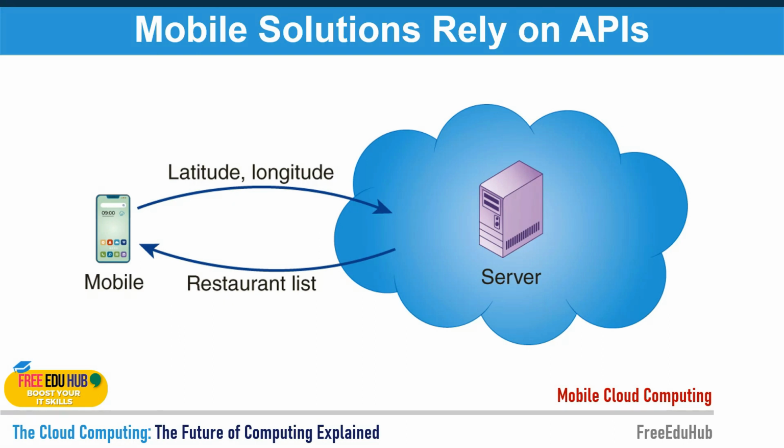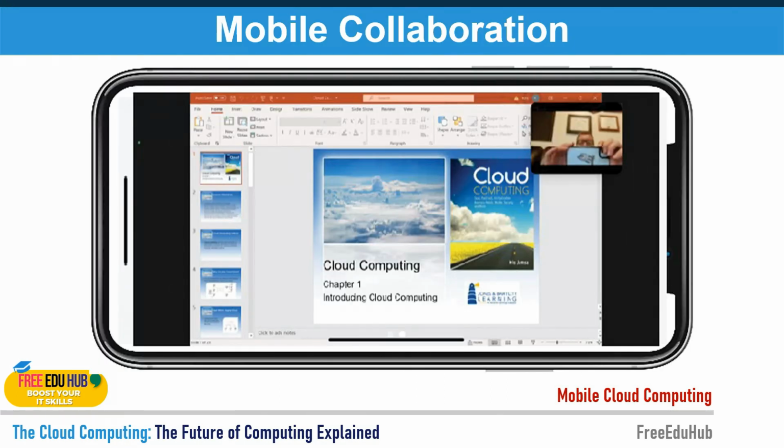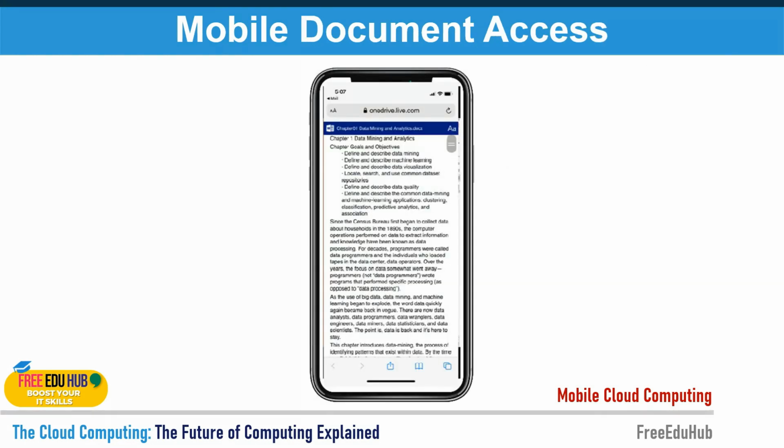Now that's what the mobile phone does: it sends your geographical location, like the latitude and longitude, to the server online, and in return it gives you a list of the restaurants which are available. Now, like any other thing, mobiles are even helping us collaborate online. For example, if we want to share certain things online, or have an online meeting, we can do that using mobile applications.